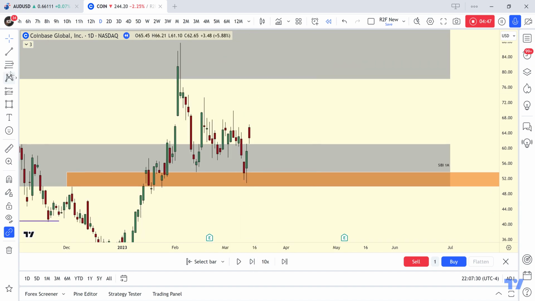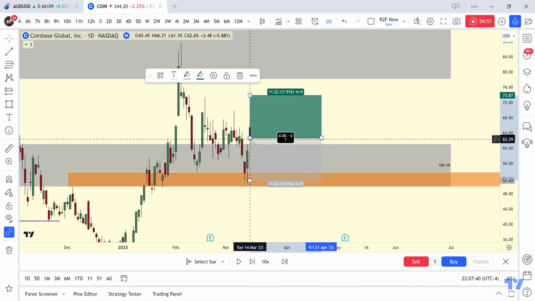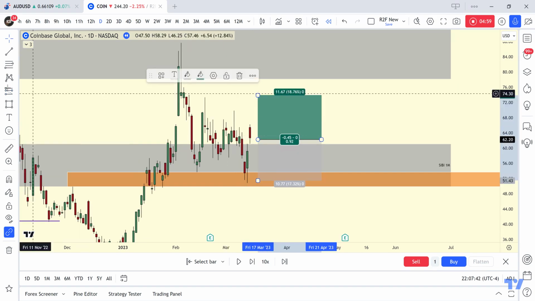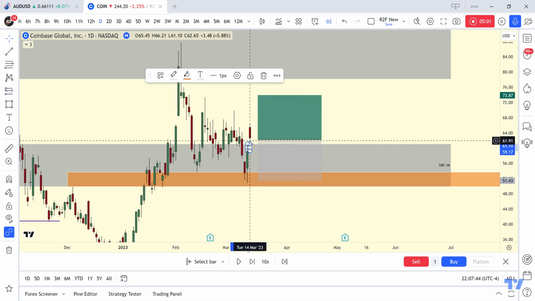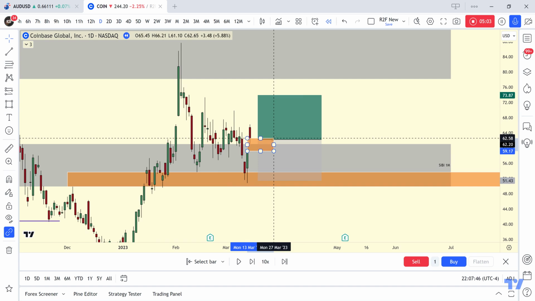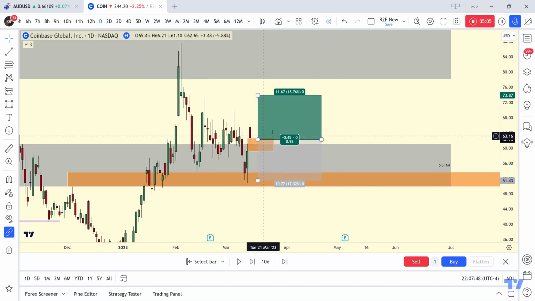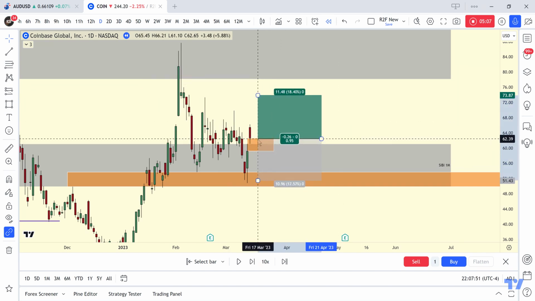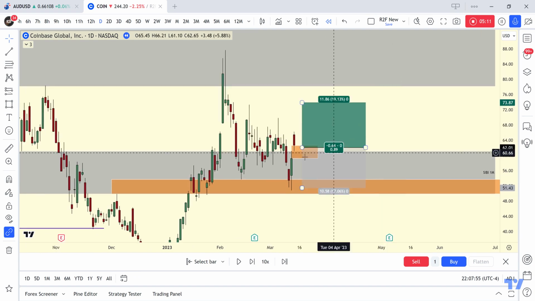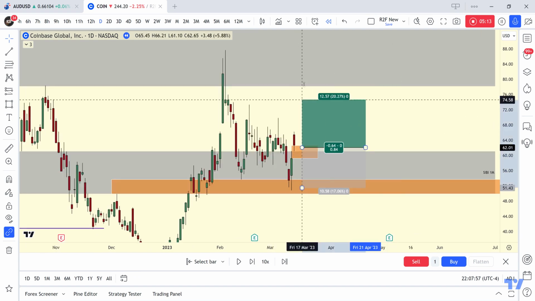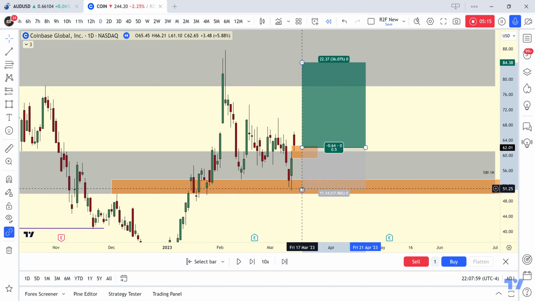Okay, I like this. Came into there, broke this so-called structure, changed the state of delivery, and now we have this refined entry here. I believe the next candle should come in. We don't even need to market buy. Let's just put it a little bit halfway of the wick here and stop loss here.